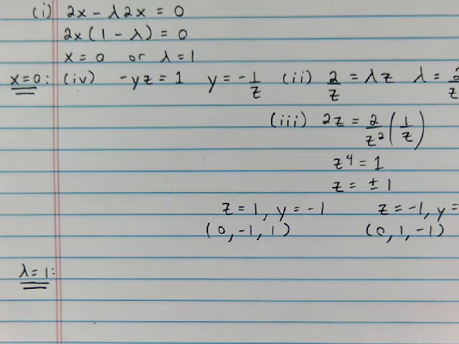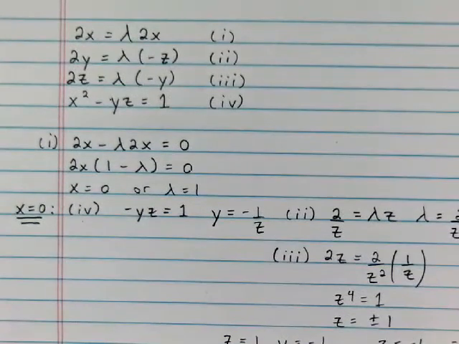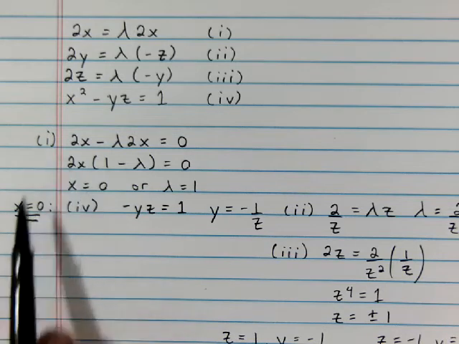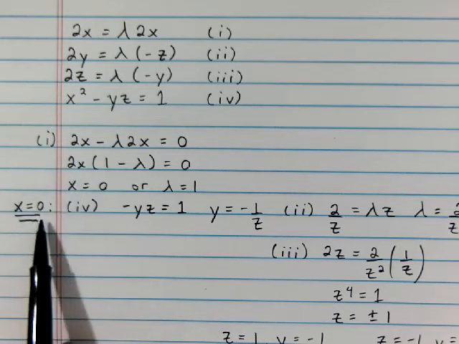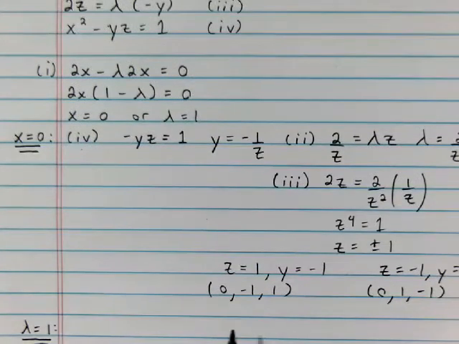All right, so I'm going to finish number 15 from page 890, section 13.9. We were going through Lagrange multipliers, and we had set up our system of four equations up here at the top. We had already gone through looking at, from equation 1, we got x equals 0. Went through and found 2 points from that, which were (0, -1, 1) and (0, 1, -1).